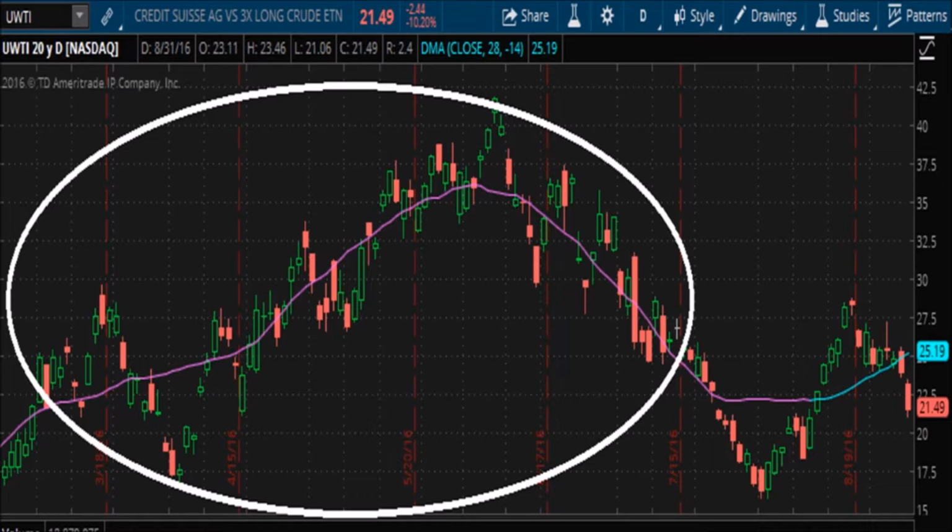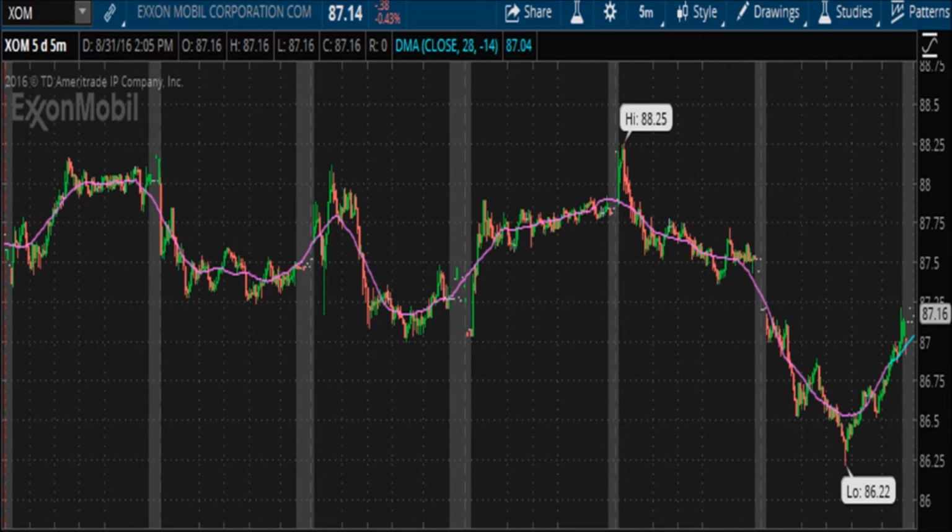So if oil is up 3%, UWTI will be up 9%. And you're wondering, how is this up 9%? Is this moving with oil? Yes, it is moving with oil, but it's only moving with that oil's return. It's not moving just because oil is up. It's following the pattern that oil has.